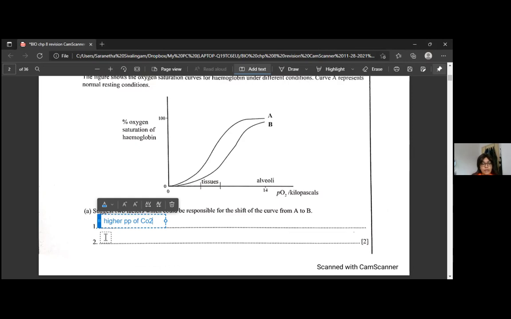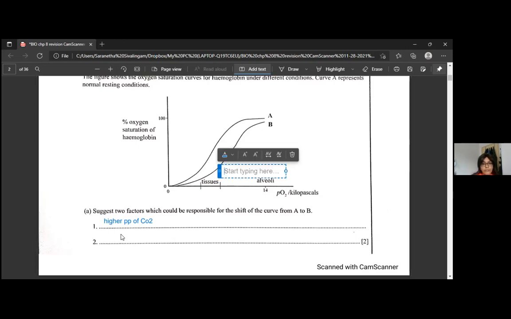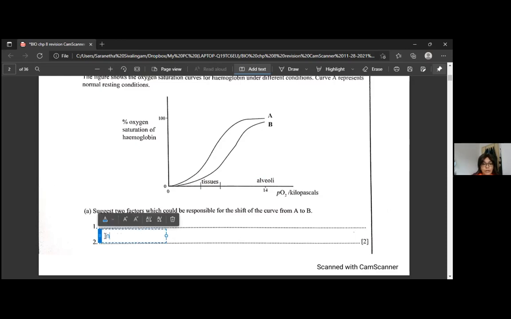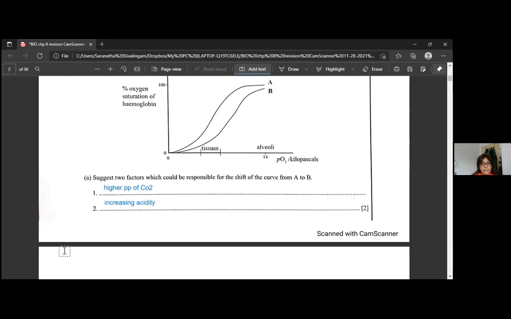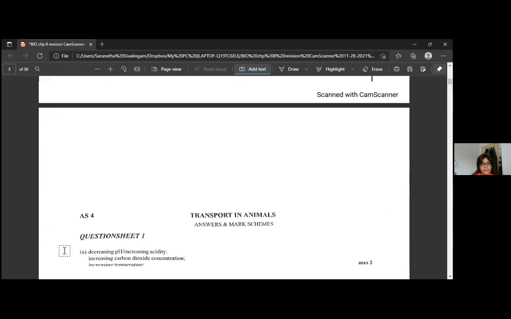And then the other thing you can talk about is that because carbon dioxide gas is an acidic gas, you can talk about its acidity. So you can say that it has an increasing acidity, or also a decreasing pH. Okay. So for the next question, this is the answer.